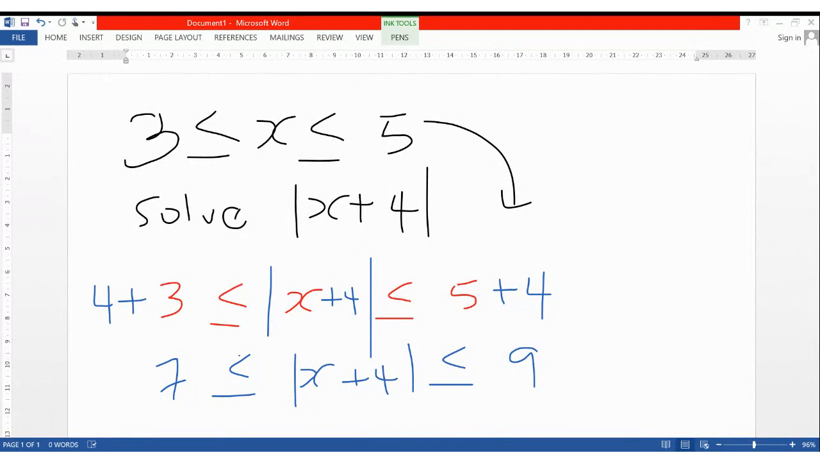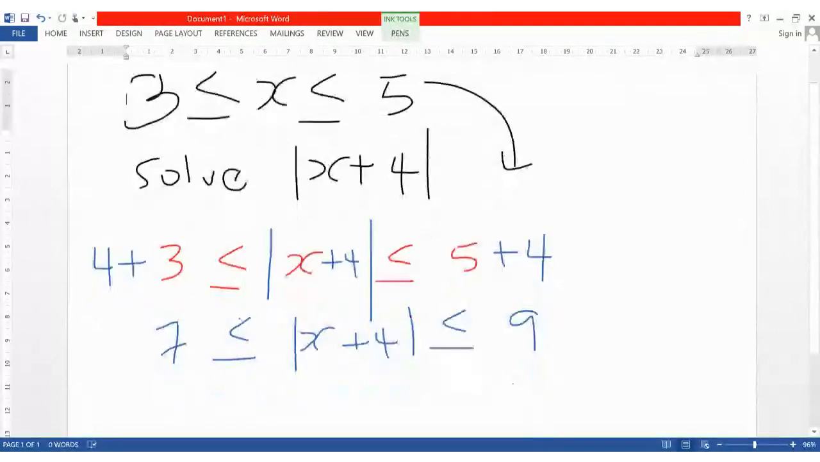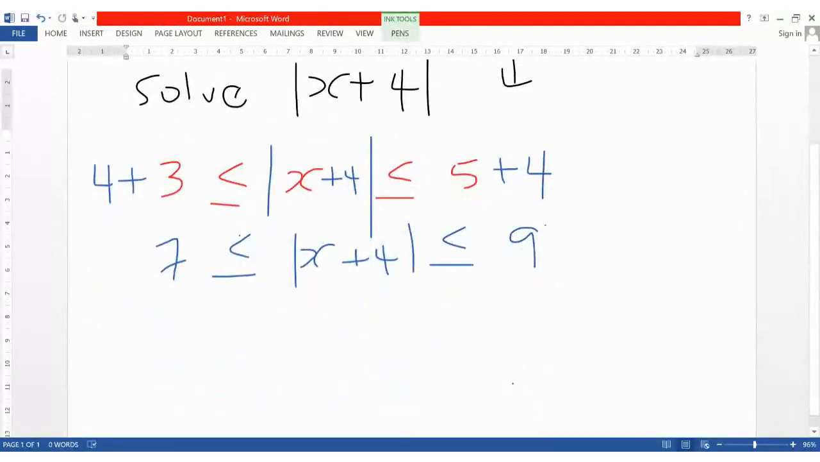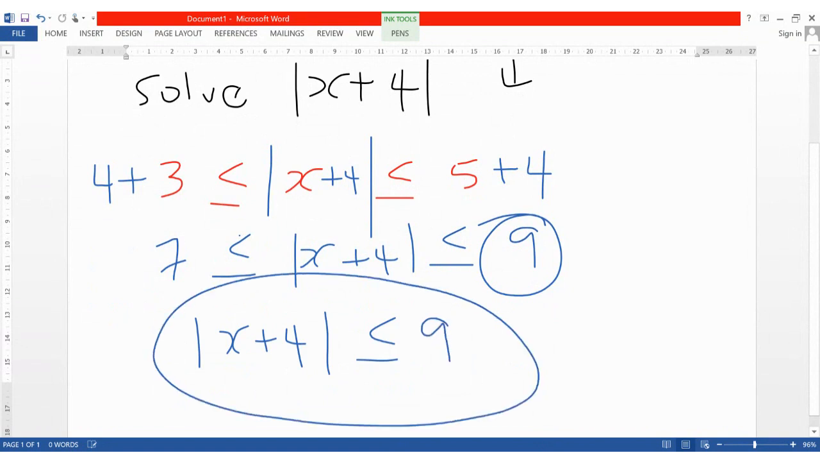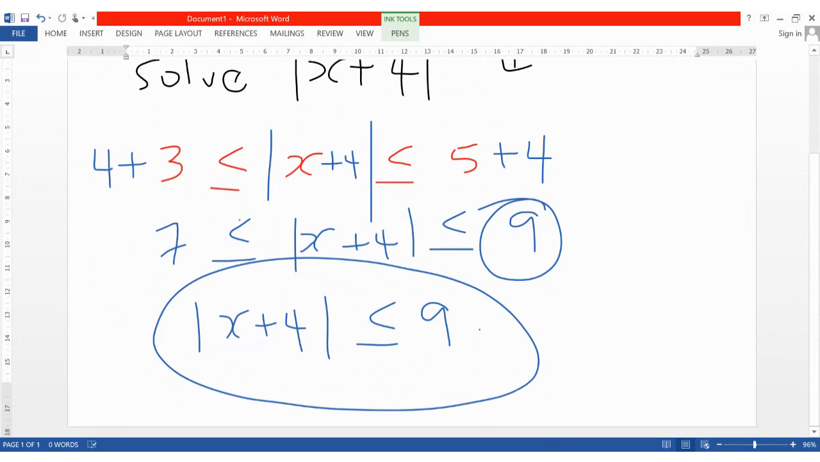So there, now I can pick the value that I want. I can pick now the biggest value. So I can say that x plus 4 is less than or equal to 9, because remember, it is a value that is between 7 and 9. So I can pick the biggest value. Where I had x plus 4, I will replace with 9.